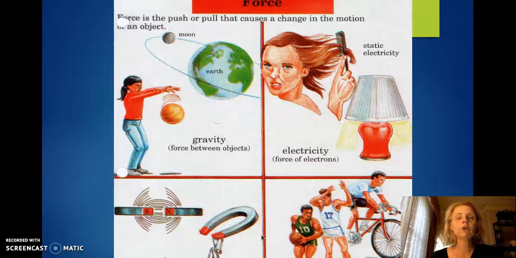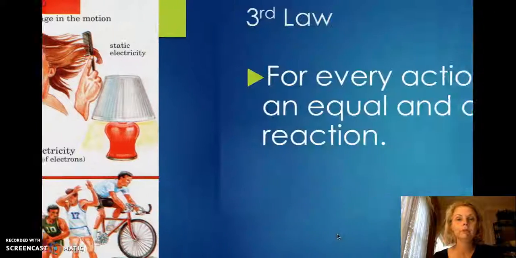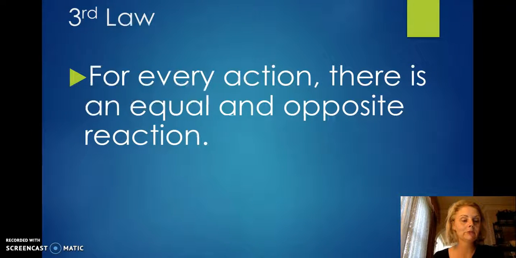A force is a push or a pull that causes an object to change its motion. So we've got gravity as a force, we've got electricity and static electricity. We've got the force of this one down here. You can't see the word, it's underneath your screen. It's magnetism. And then we've got this one here. We've got the basketball, the runner, and the cyclist. You can't see it, but it's friction. And friction is a force opposing motion. Okay, that's it. That one's a very long video.